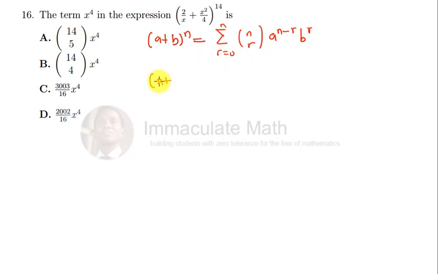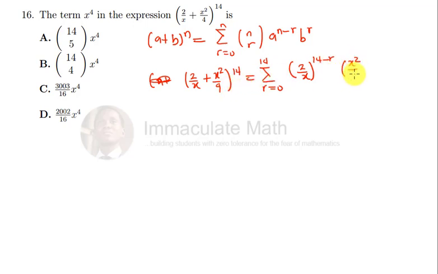So if I have my n to be 14, that means I will have a plus b, that is 2 over x plus x squared all divided by 4, everything raised to the power 14, to be equal to the summation of r starting from 0 up to 14 of a, that means my a is 2 over x, raised to the power 14 minus r, then b, that's x squared all divided by 4, everything raised to the power r.